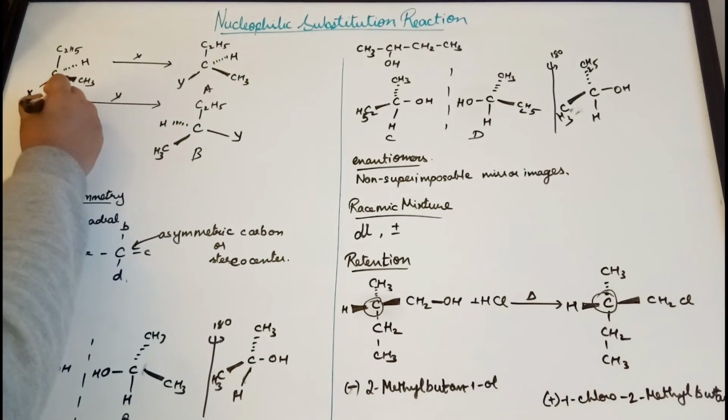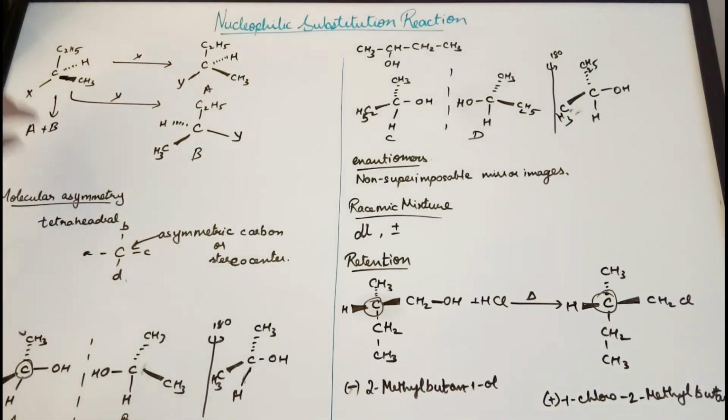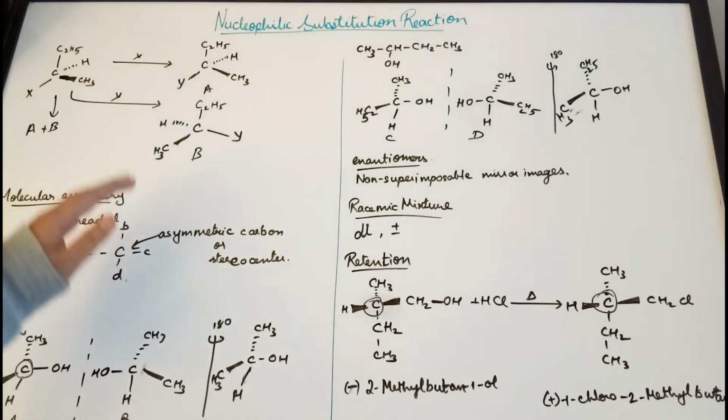And the third possibility is we get equal amounts of A and B. So this will be optically inactive. I'm sorry, I shouldn't have called it a racemic mixture yet. This A plus B is a mixture of the retention as well as the inversion product in equal amounts, and it forms a racemic mixture.